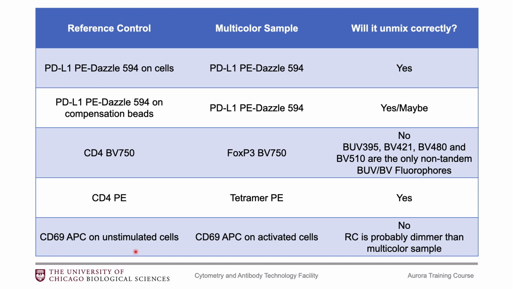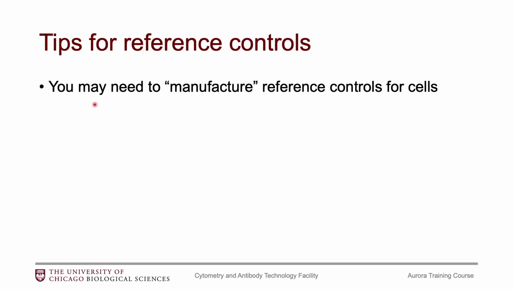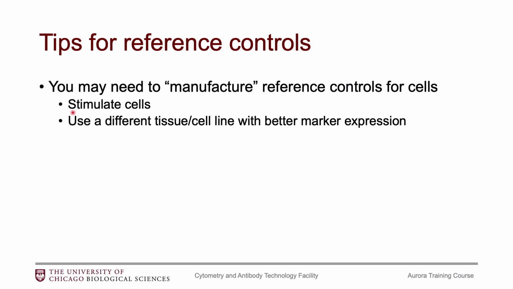Probably not, because most likely, this being an activation marker, and since our sample is activated, but our reference control is not, most likely the marker will be dimmer on the reference control, and because of that, that will not unmix correctly. So keep in mind that you might need to manufacture your reference controls if you're using cells for them. That means maybe you need to stimulate your cells.